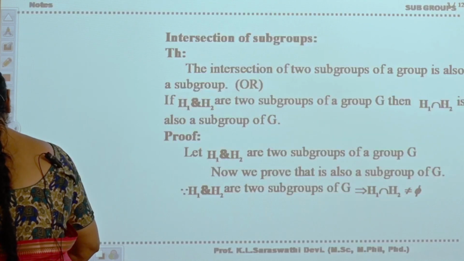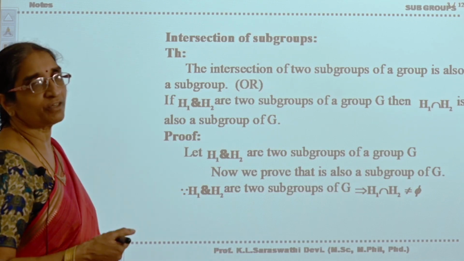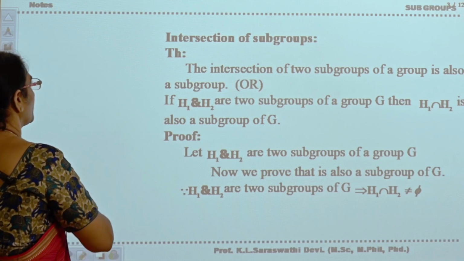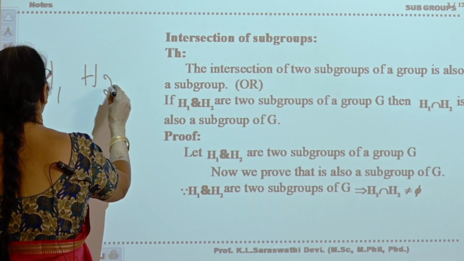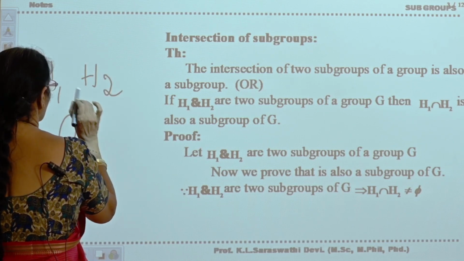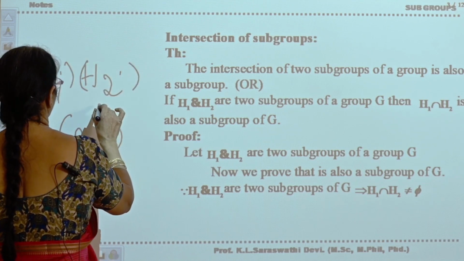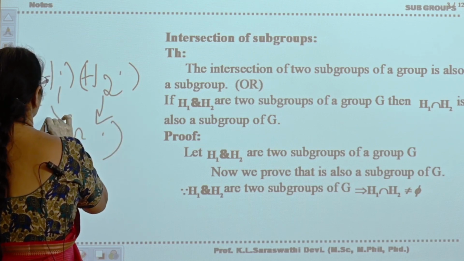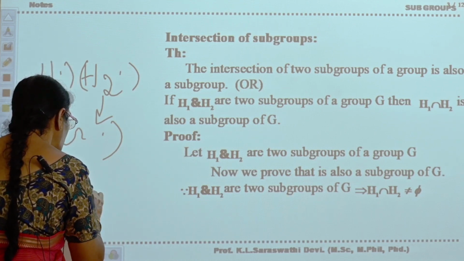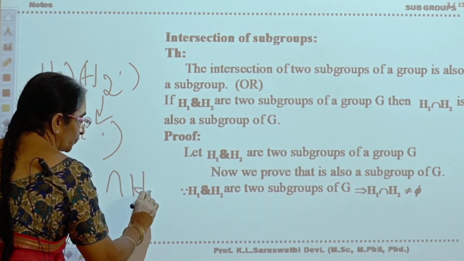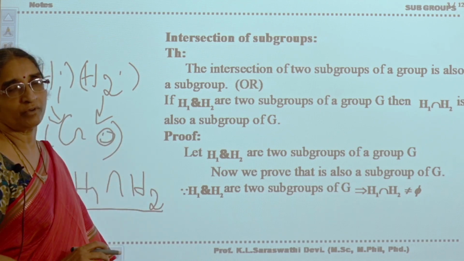Suppose G is a group. Any group may have more than one subgroup. We have seen in the definition of subgroups. Suppose H1 and H2 are two subgroups of G. H1 is one subgroup and H2 is another subgroup of G. Now what we are going to say is H1 intersection H2 is also a subgroup with respect to the same operation.